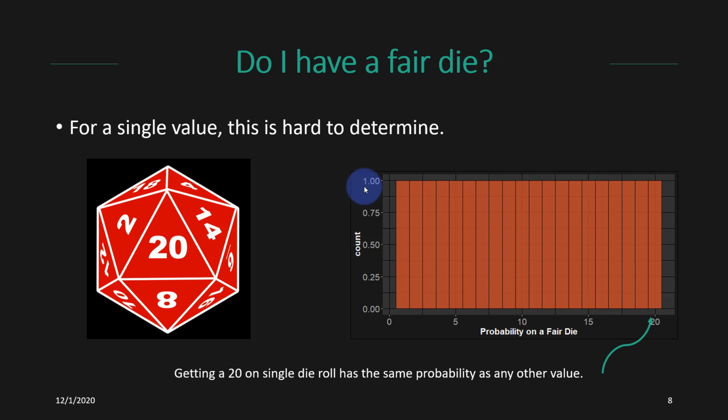So to give you an example of this, let's say we're playing a game of Dungeons and Dragons and I have my 20-sided die here. Right? So in Dungeons & Dragons, rolling higher numbers is generally good.